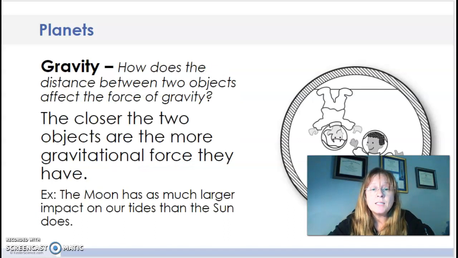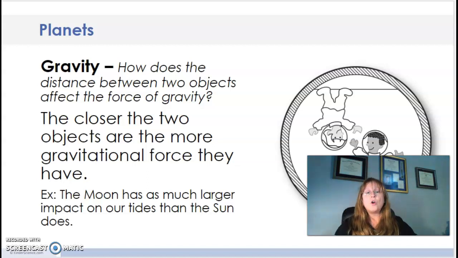How does the distance between two objects affect the force of gravity? All right, very easy. The closer the two objects are, the more gravitational force they have.